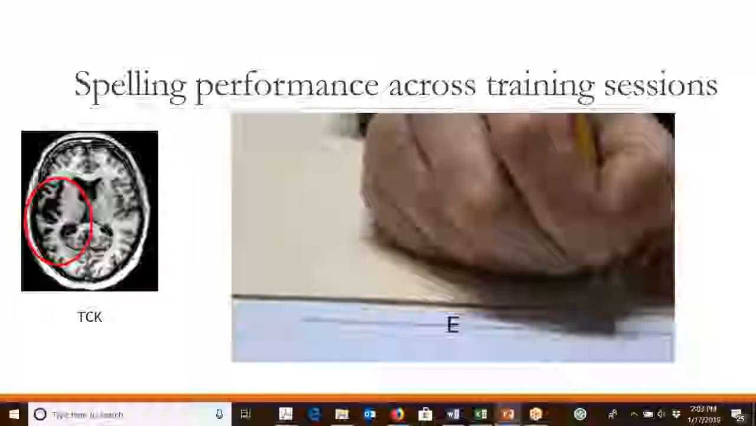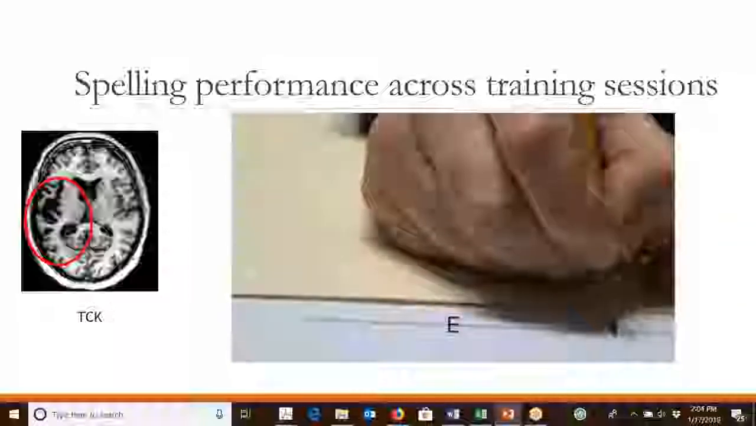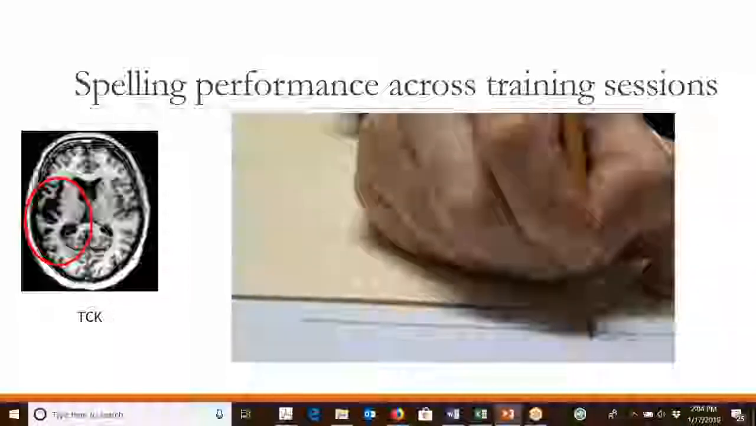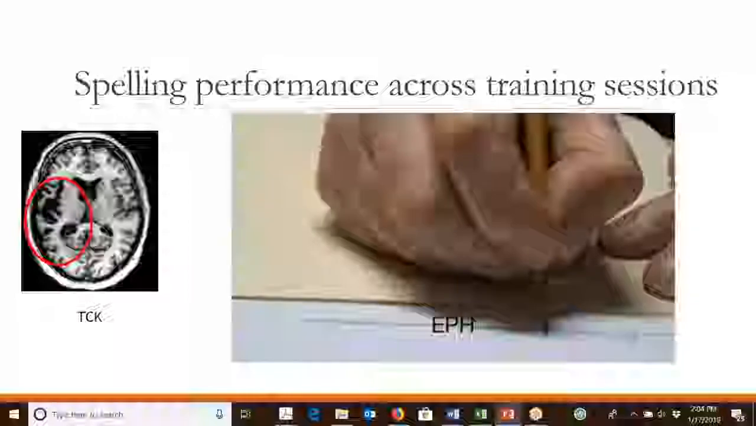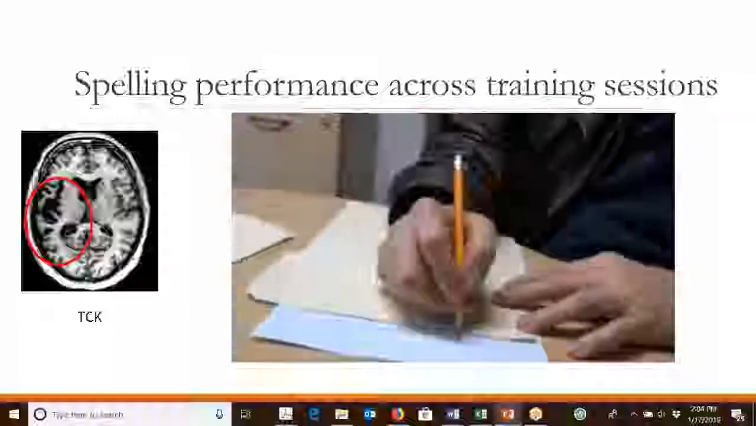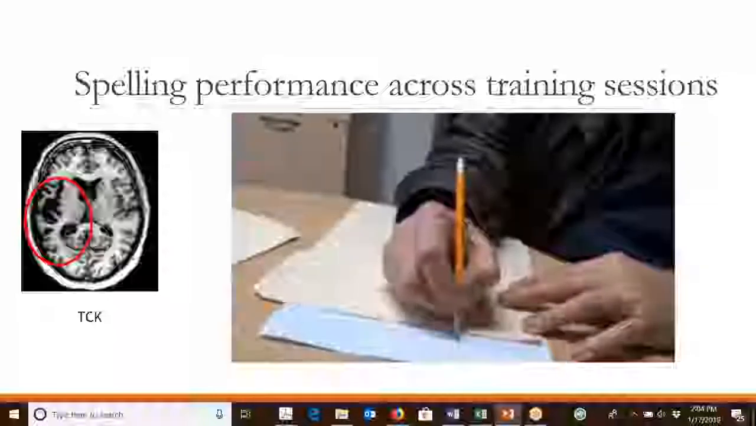It's a little hard to see what he's writing, so we're showing you the letters that he's producing. We're printing them up there on the screen for you. I'm assuming you can see those. And now another training session.